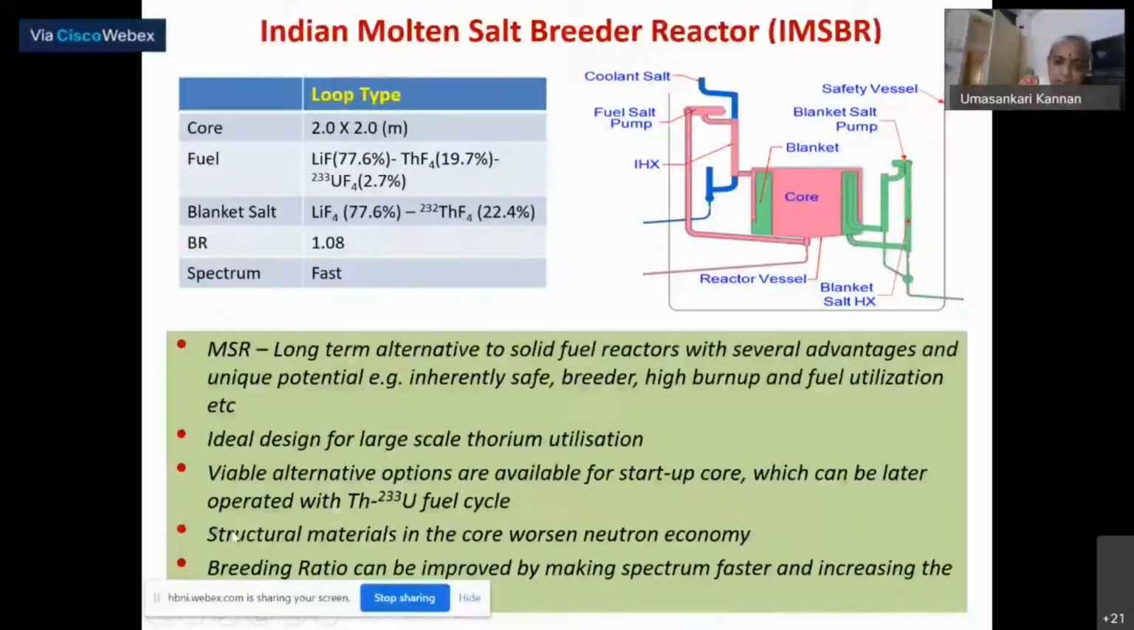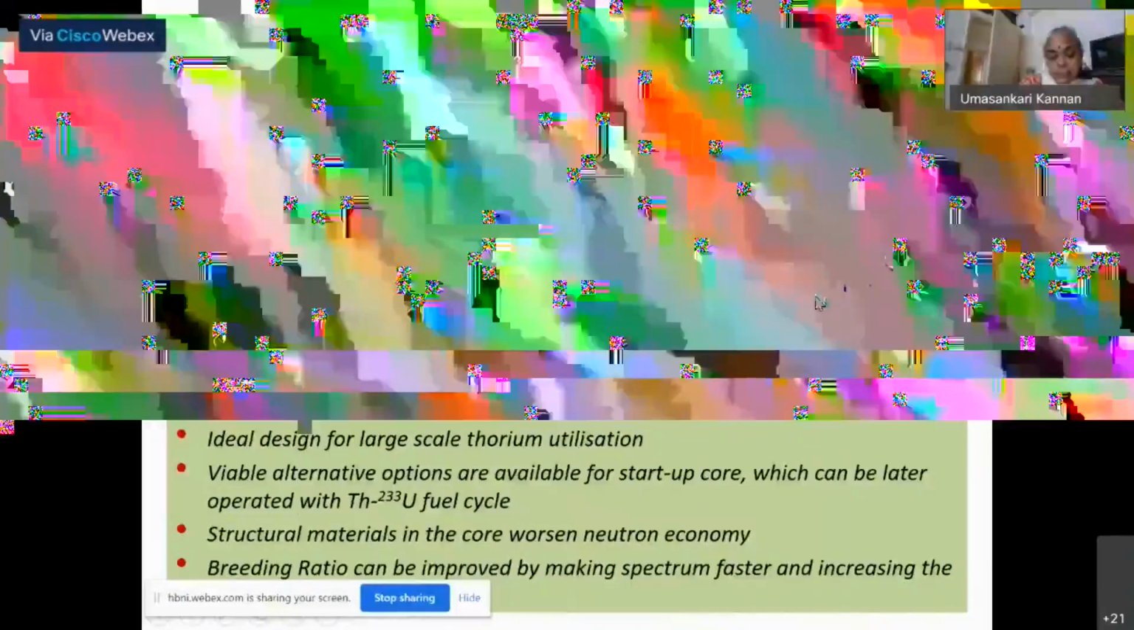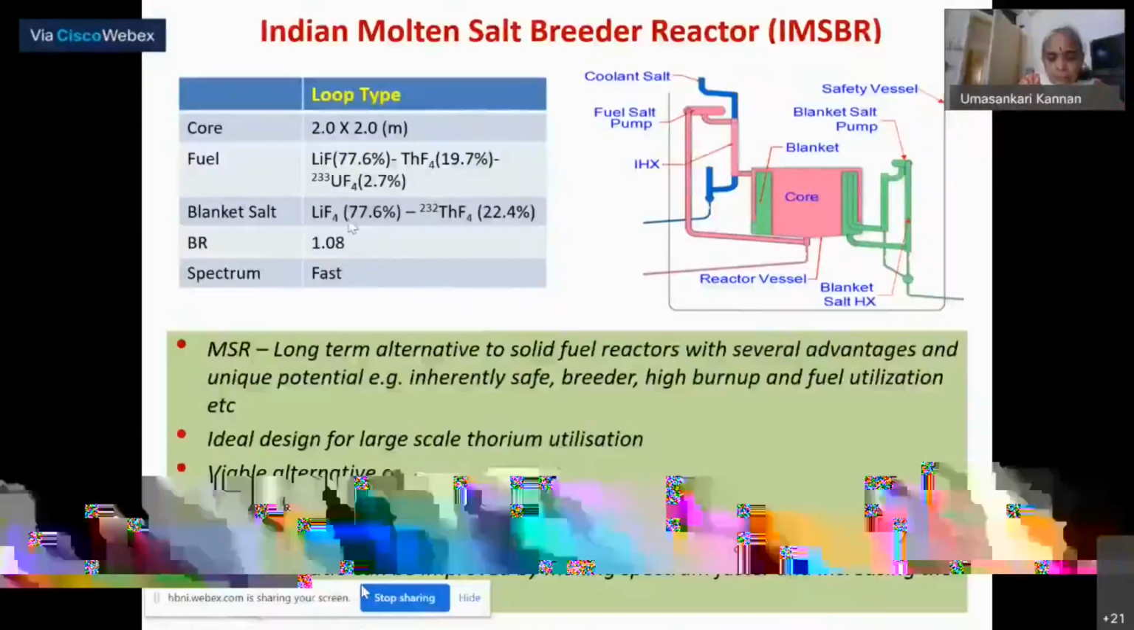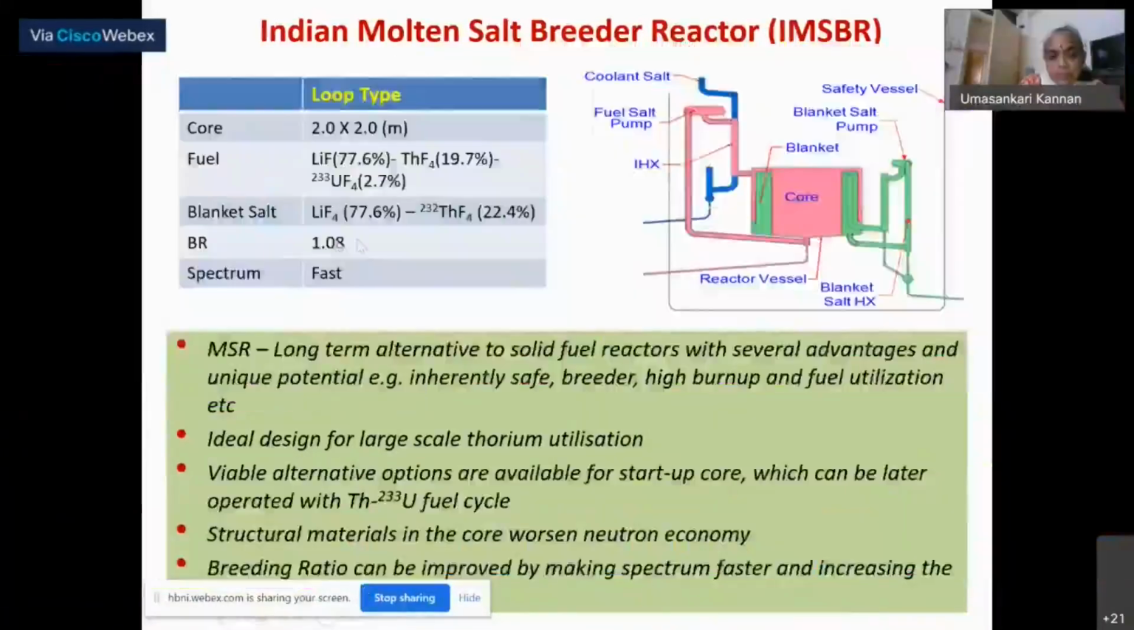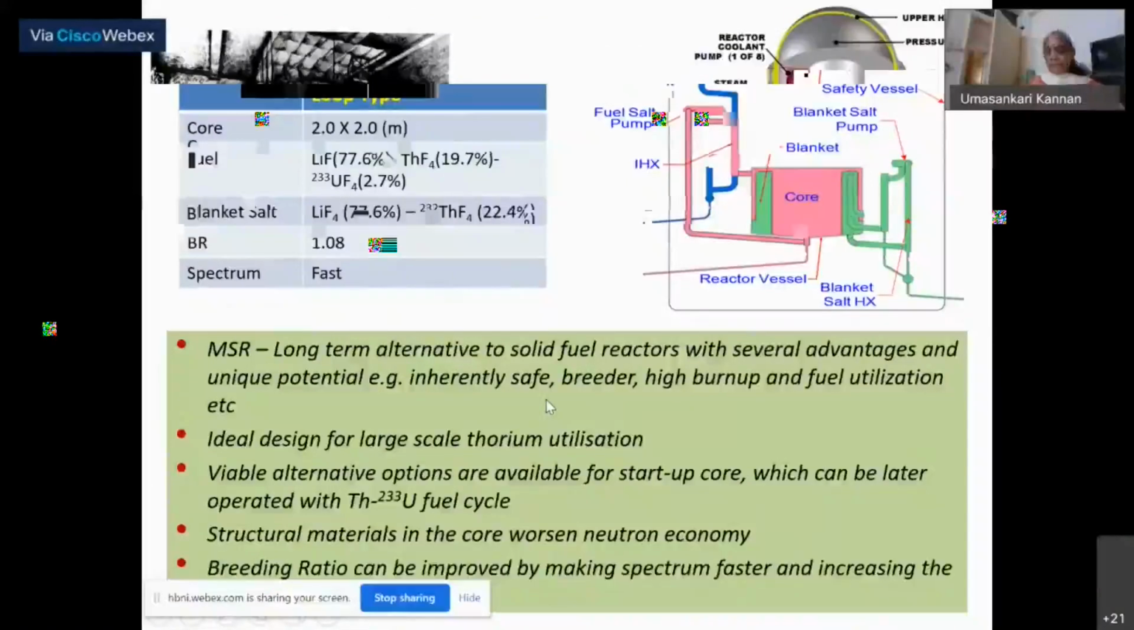It can be easily operated in the thorium U233 cycle. The structural materials have to be a little different because this molten salt fuel would be corrosive in nature, and so therefore we have to look for different types of materials. And the breeding ratio, of course, can be improved by making this neutron spectrum a fast neutron spectrum. But there are different design options available. This is a small type of reactor system.